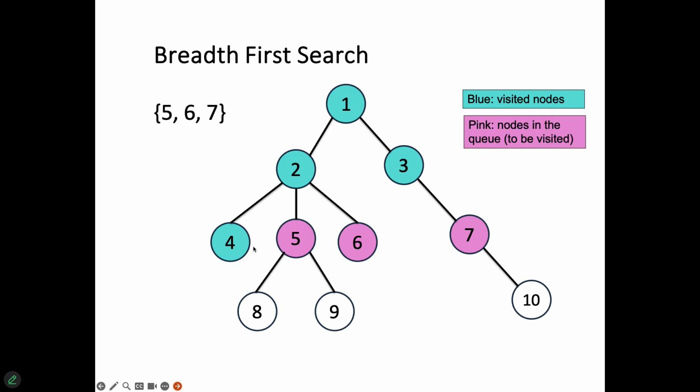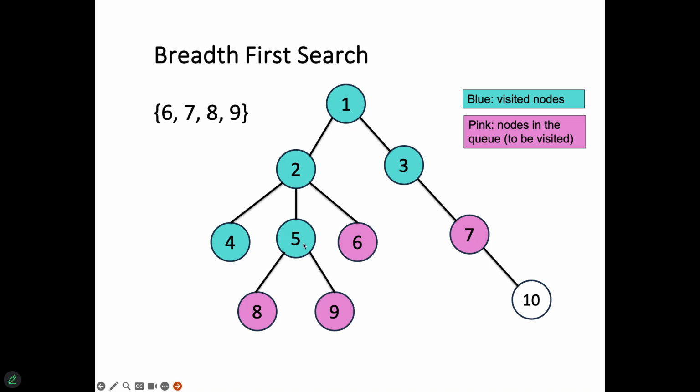Now, where can I go next? We are in breadth first search, so we are finishing the nodes at one level, the ones that are in the frontier. I have 5, 6, 7 in my queue. I go with 5, right? Because 5 was added first, so it is going to be popped out first. So I'm going to 5.